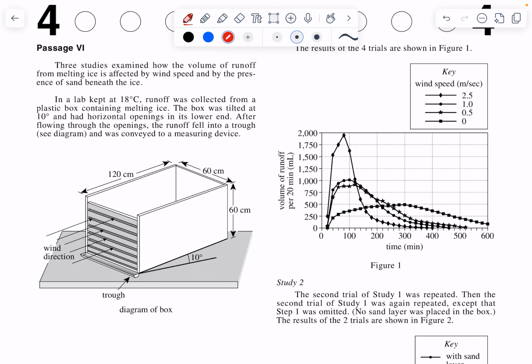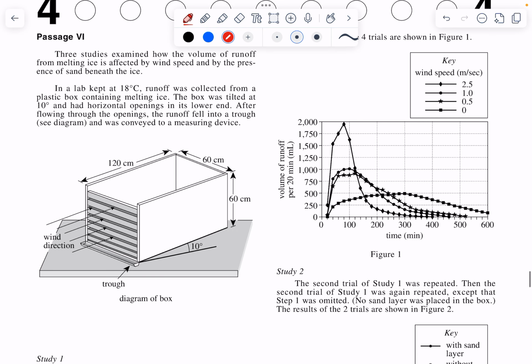So it says 3 studies examine how the volume of runoff from melting ice is affected by wind speed and by the pressure of sand beneath the ice. In a lab kept at 18 degrees Celsius, runoff was collected from a plastic box containing melting ice. The box was tilted at 10 degrees and had horizontal openings on its lower end. After flowing through the openings, the runoff fell into a trough and was conveyed to a measuring device. So basically, the water melts, drips down, comes out of a trough, and then they measure how much water comes out.